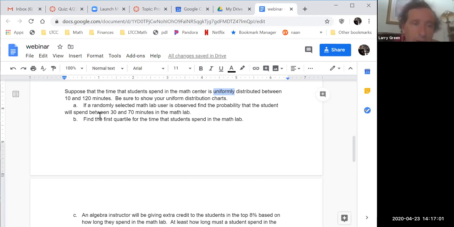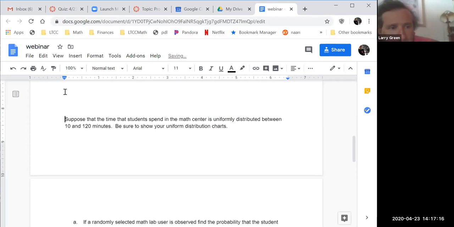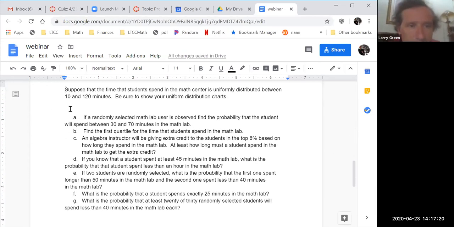Okay, so part A, if a randomly selected MATLAB user is observed, find the probability that the student will spend between 30 and 70 minutes in the lab. What I need to do is I'm going to draw a picture. Let me put it all on the page. And I'm going to draw a picture. So now we're in between 10 and 120. Okay, so let me go and insert the picture.